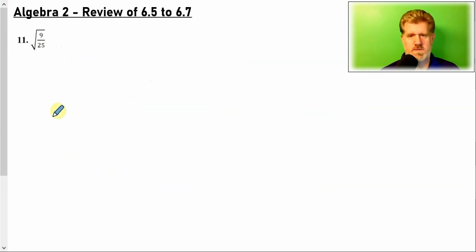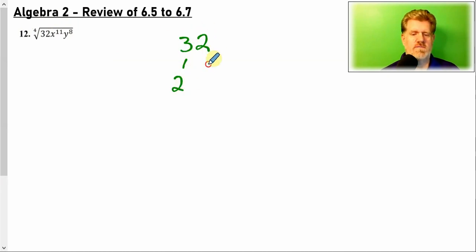All right, not a multiple choice, just flat out figuring these out. Well, what's the square root of 9? 3. What's the square root of 25? 5. There's the answer. Let's go on. Fourth root, we got to take out 4s. The x's and y's are okay. The 32 we got to figure out.